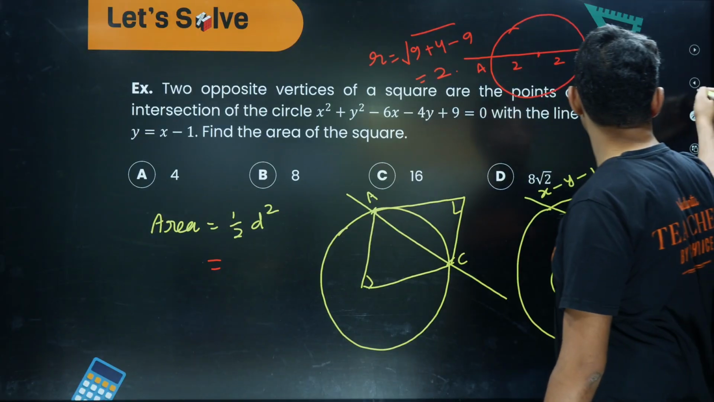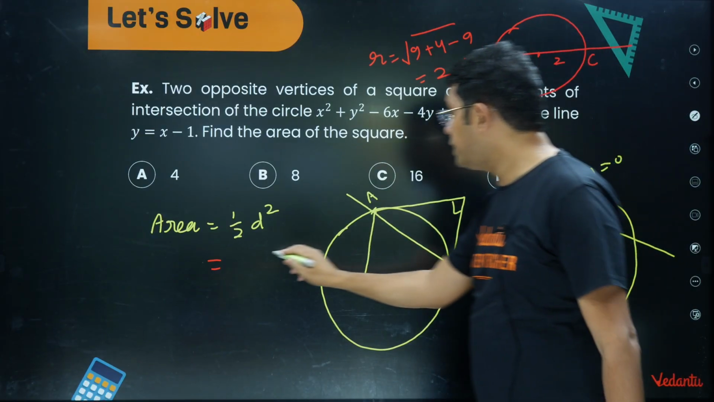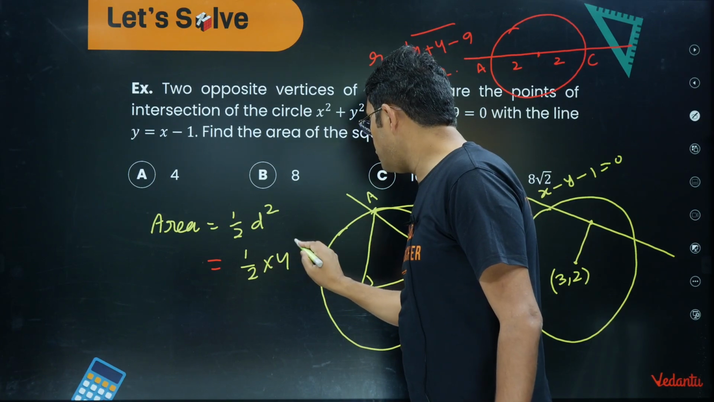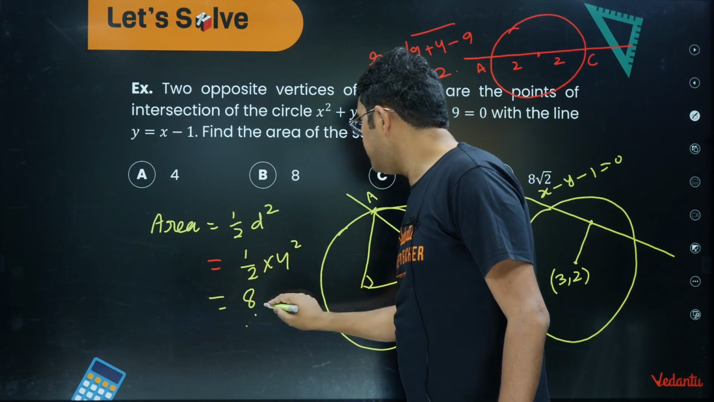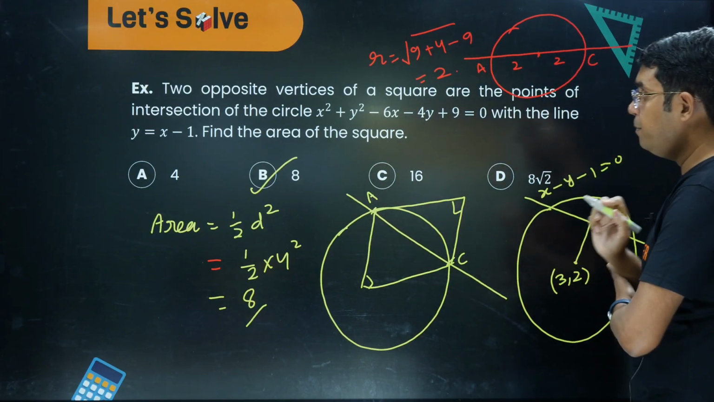So here diameter is 4. If diameter is 4, I think we are done. 1 upon 2 into 4 square. So area will be equal to 8. So the answer for that should be B.